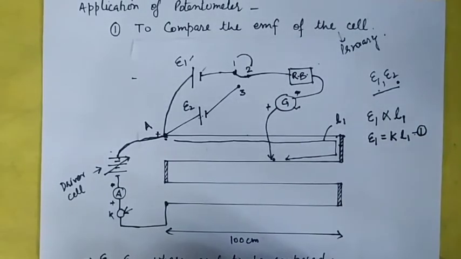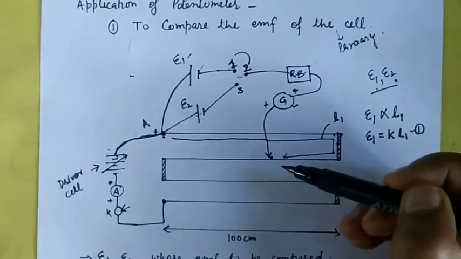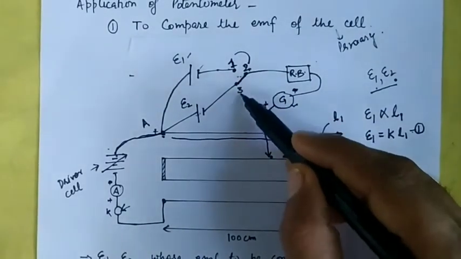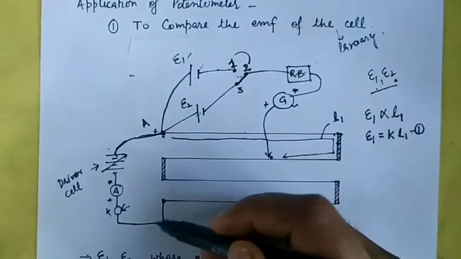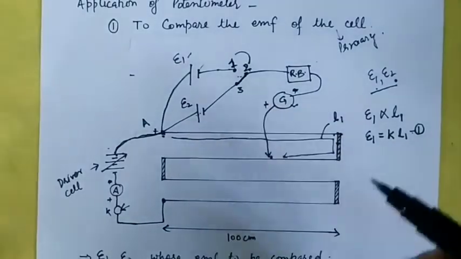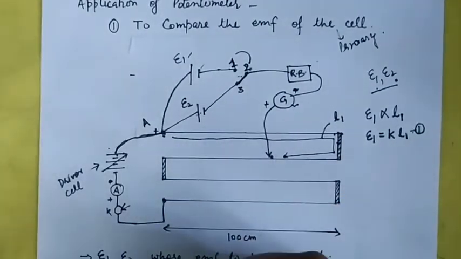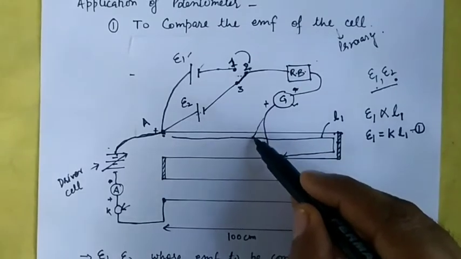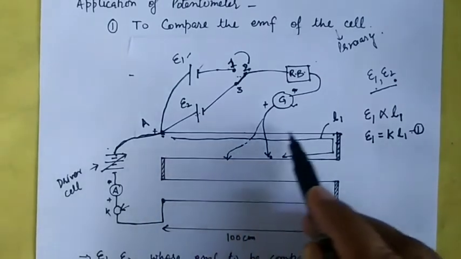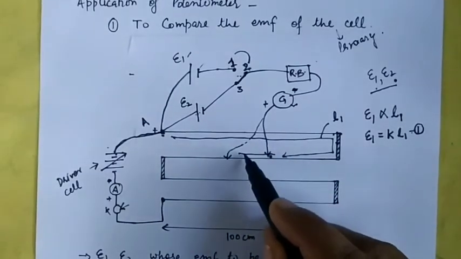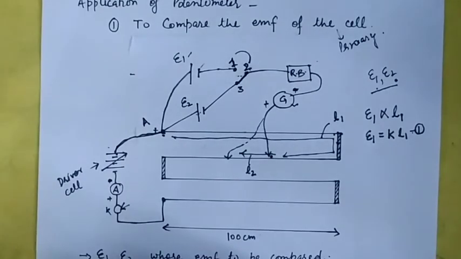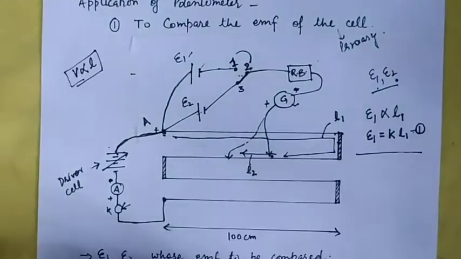Now in the next step I remove this key from 1 and 2. Now I close this key, that is 2 and 3. Now E1 is removed and E2 is connected to the electrical circuit. Now again the same procedure. Now move the jockey so that it shows zero deflection. So I suppose it is showing zero deflection at this point. Now the length of this wire, from here till here, I take this length as L2.